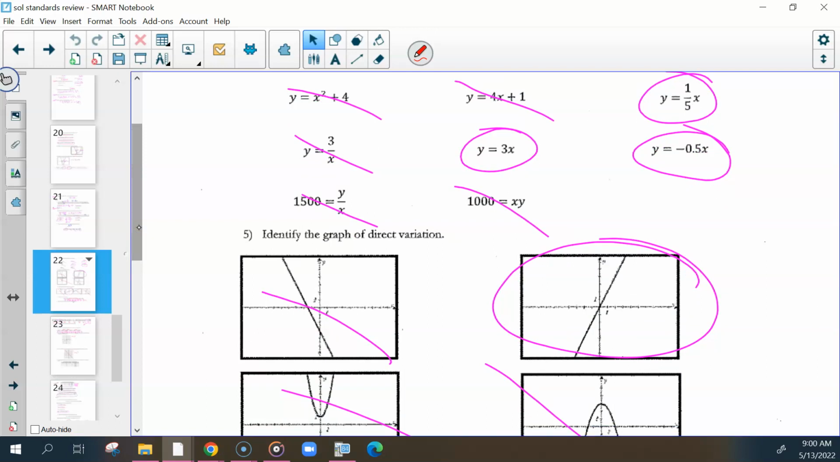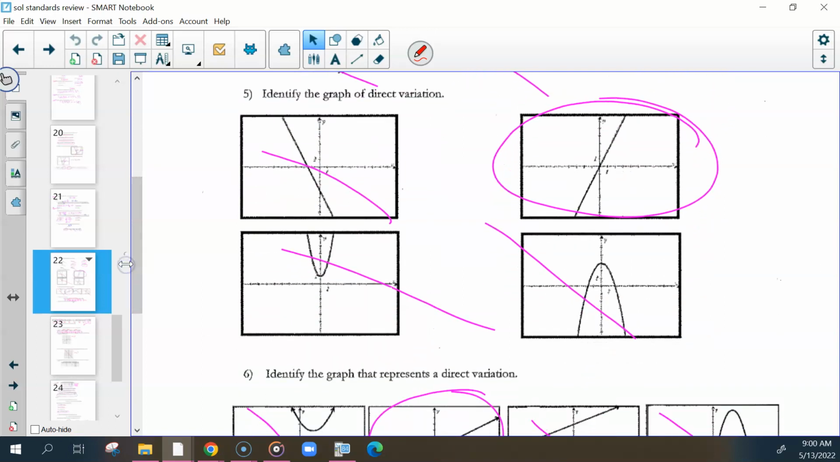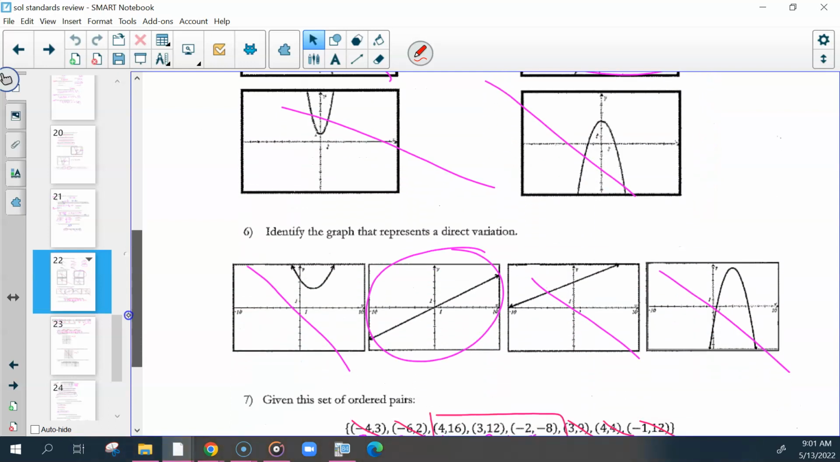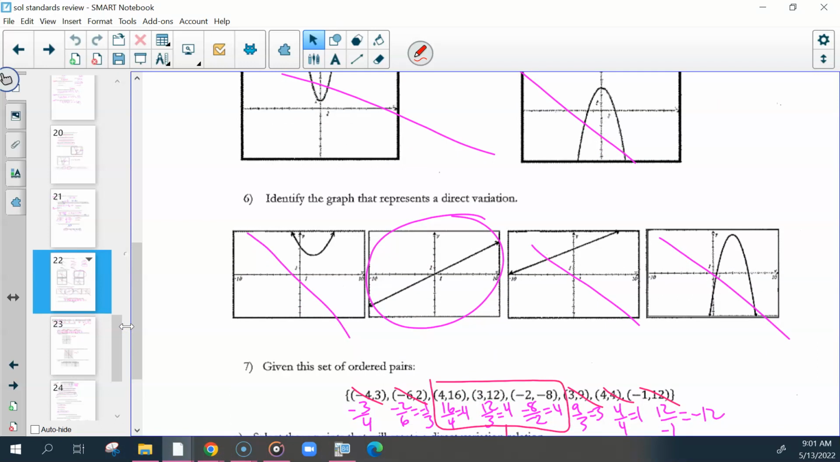Number 5 asks about graphs. So if you know that it's a line that goes through 0, 0, the only one that does that is this one. This one is a line, but it doesn't go through 0, 0. So only this one is our answer. 6 is the same thing. Only this one would be our answer, because even though this is a line, it doesn't go through 0, 0.